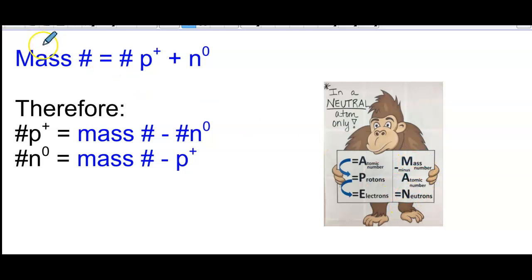This is just a relook at mass number equals protons plus neutrons. To get the number of protons, I take the mass number minus the number of neutrons. To get the number of neutrons, I take the mass number minus the number of protons. So that's just manipulating this given formula to solve for different pieces.